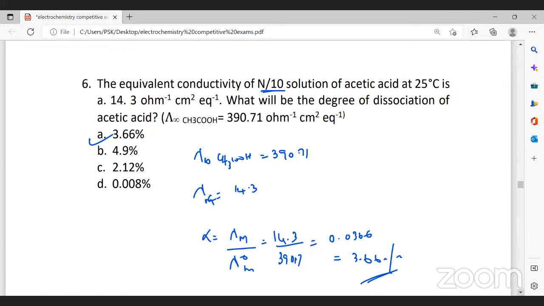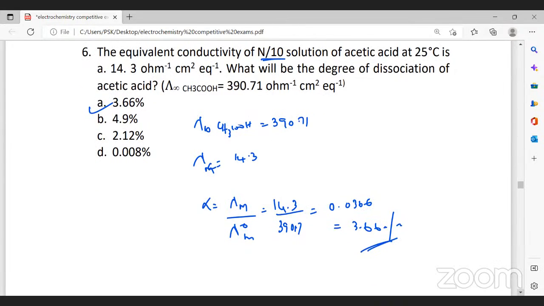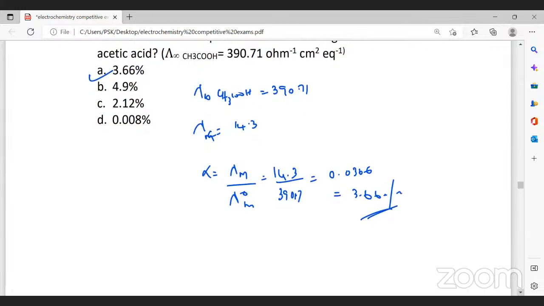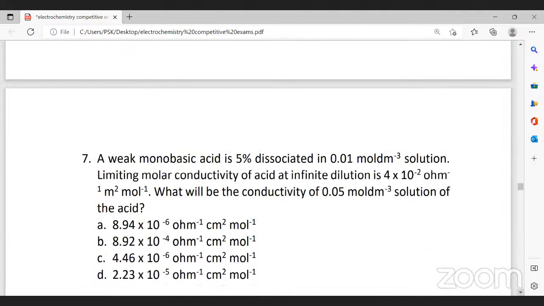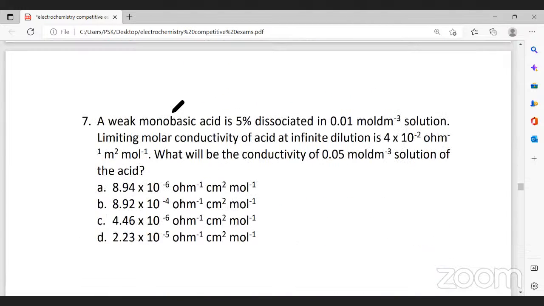The next question. A weak monobasic acid is 5% dissociated in 0.1 mole per decimeter cube solution. Limiting molar conductivity of the acid at infinite dilution is 4 into 10 to the power minus 2 per ohm meter square per liter. What will be the conductivity of 0.05 mole per decimeter cube solution of the acid?